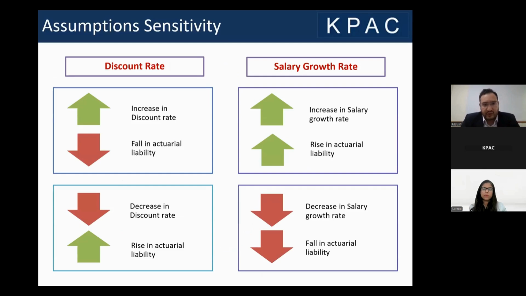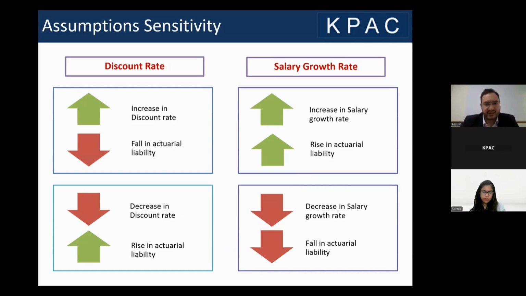Moving on to the next slide, let's understand how sensitivity plays a role in these liabilities. Out here we have tried to explain how the discount rate and salary growth rate are impacting your liability. A change in discount rate: whenever we are increasing the discount rate, we are increasing the denominator in our previous example. Hence, any increase in the discount rate will result in a fall in the actual liability, whereas any decrease in the discount rate will result in an increase in the liability.